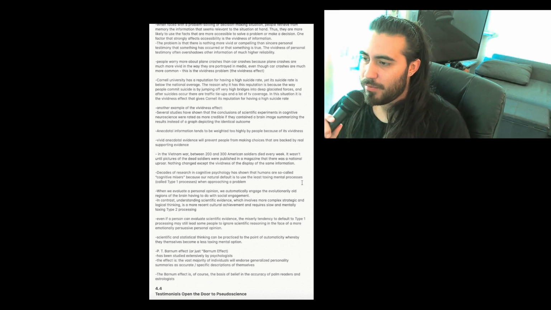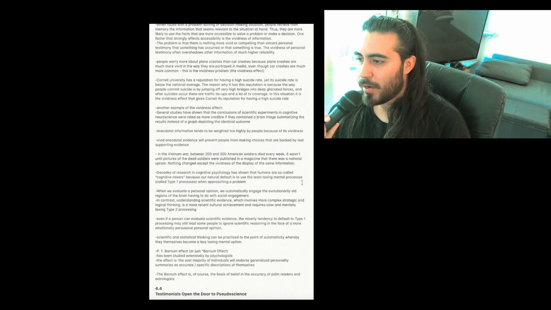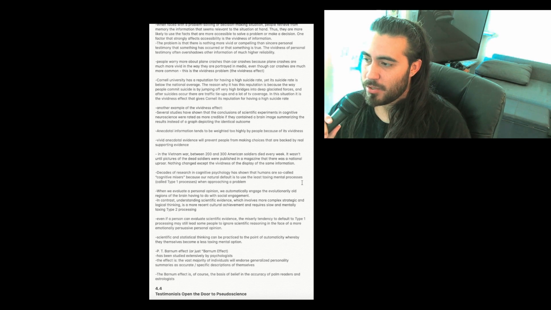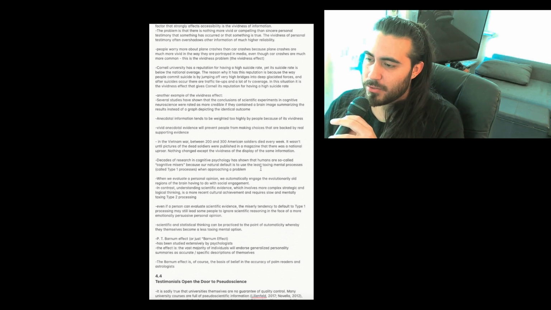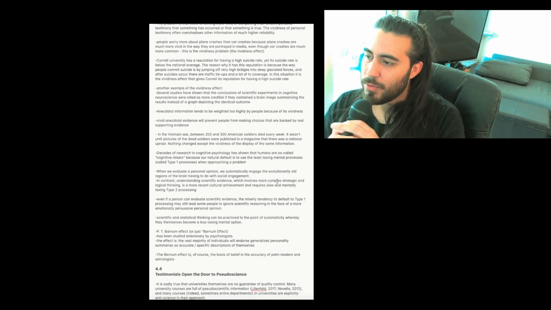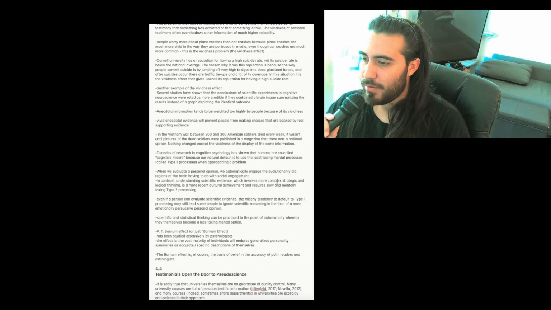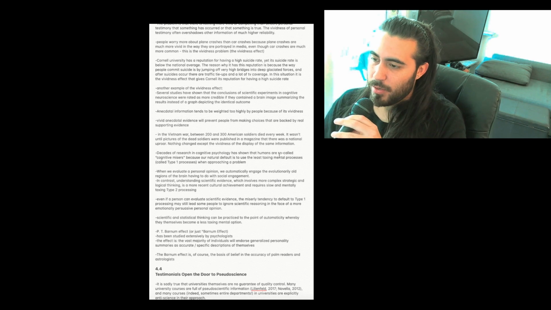Another example of the vividness effect. Several studies have shown that the conclusions of scientific experiments in cognitive neuroscience were rated as more credible if they contained a brain image summarizing the results instead of a graph depicting the identical outcome. Anecdotal information tends to be weighted too highly by people because of its vividness. Vivid anecdotal evidence will prevent people from making choices that are backed by real supporting evidence.